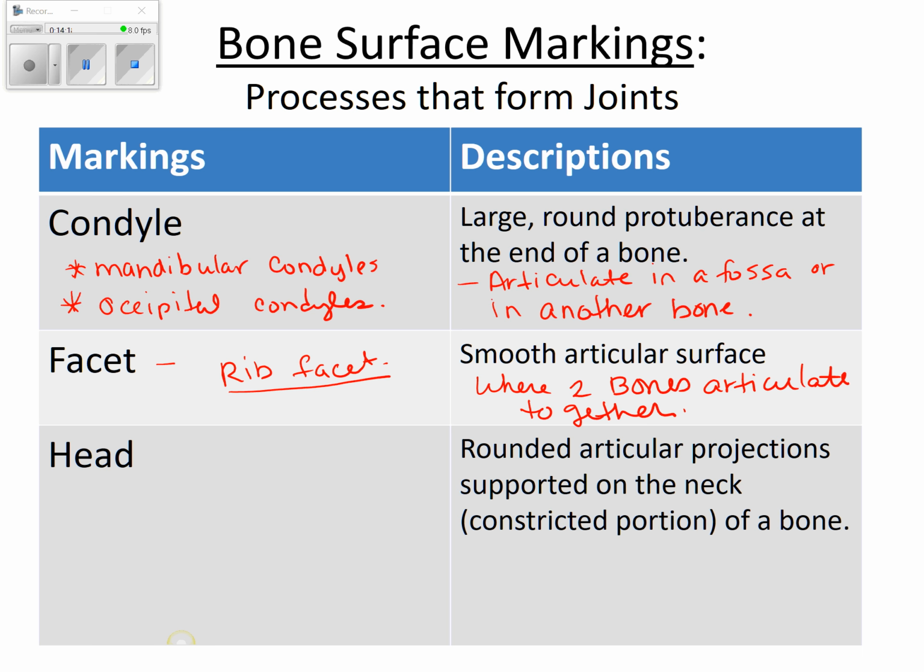Next you have the head. This is a rounded articular projection that's supported on the neck, a constricted portion of a bone. And we'll talk about, of course, the head of the femur. And of course the head of the humerus is another one we'll go over.